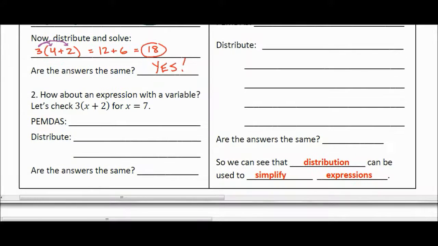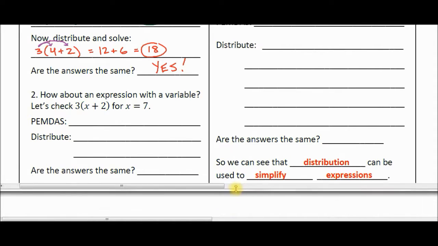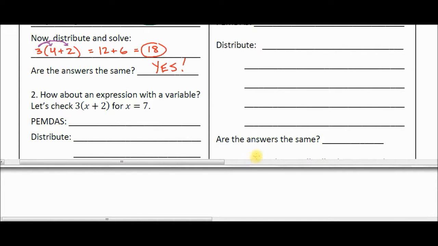Take a look at question number 2. I'm going to move this up a little bit. Let's check 3 times x plus 2. So now we have a variable. The problem with a variable is you can't use PEMDAS. You can use distribution, the distributive property, but you can't use PEMDAS. We're going to have to give the variable a value. In this case, let's just try it for x equals 7.